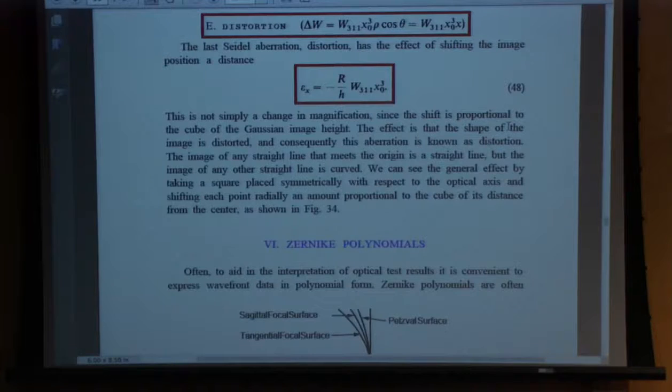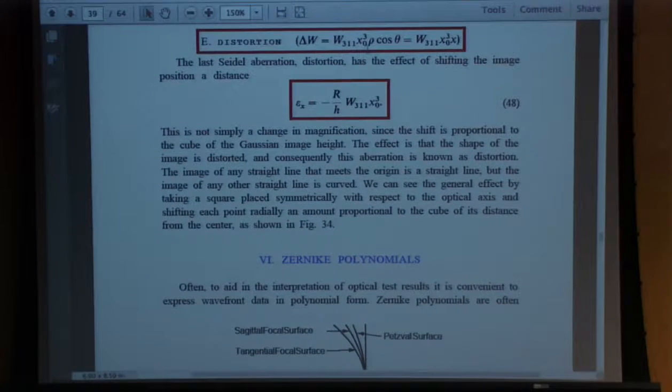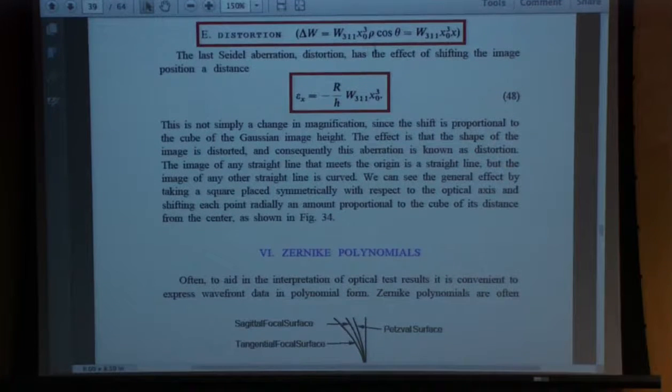So distortion goes as W311. So it goes as a field to the third power, and rho to the first power, cosine theta to the first power. Or we often just write it as W311 x naught cubed times x. So it's just a tilt.